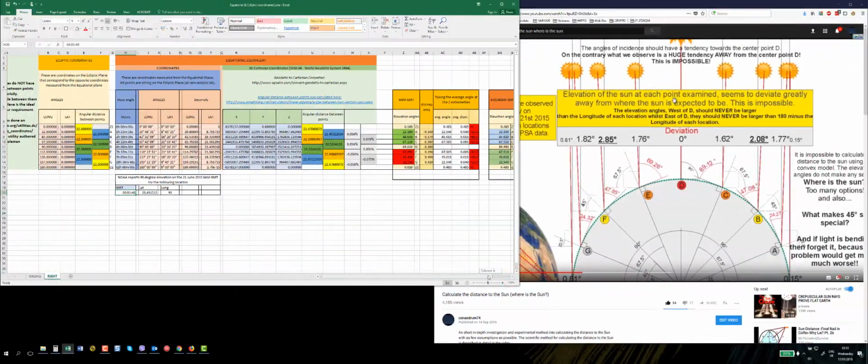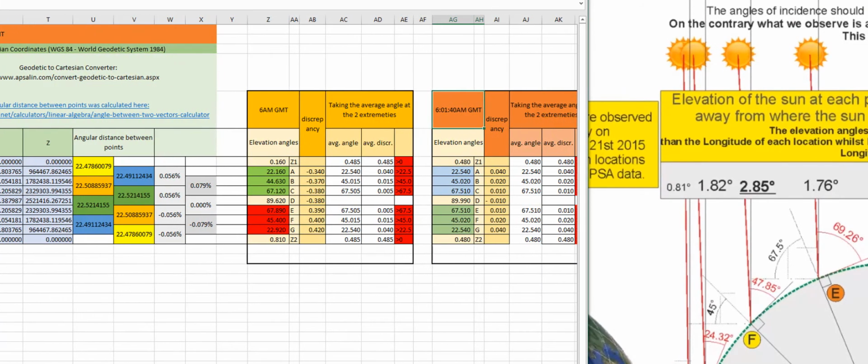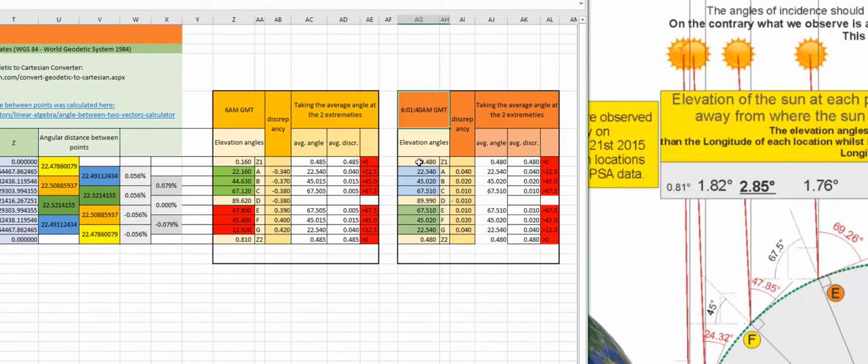So these are the values that I got for 6 o'clock 1 minute and 40 seconds in the AM. For all my points, I got these values. And these values seem very balanced, much more balanced than these numbers. I got 22.48, 22.54, 45.02, 67.510, 89.99, which is a much better sun elevation for that area, for that time of year. 67.51. These are balanced perfectly.